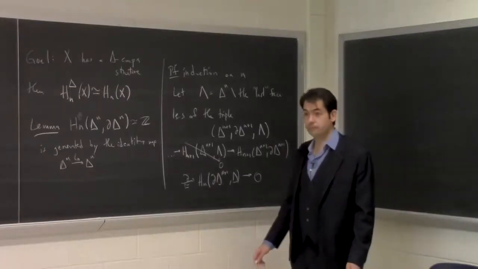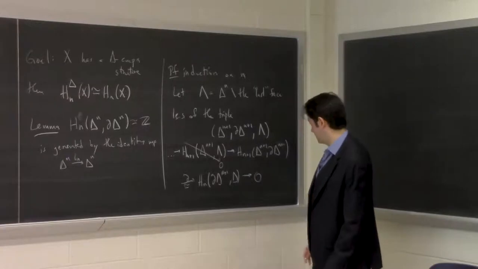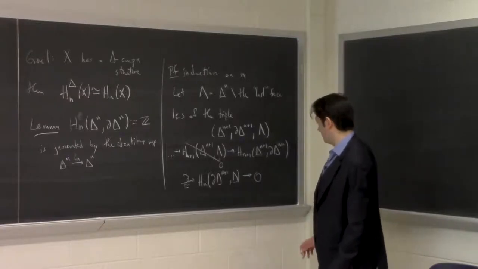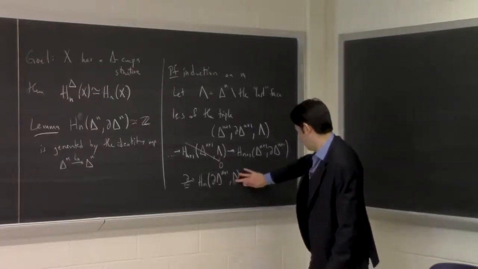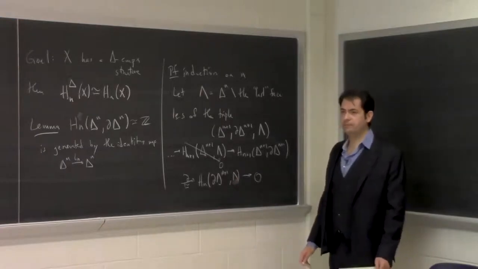Hn of the boundary of delta n plus 1, comma what? On the last line. Oh, sorry, that should be lambda.